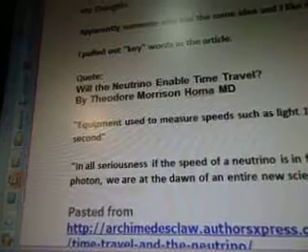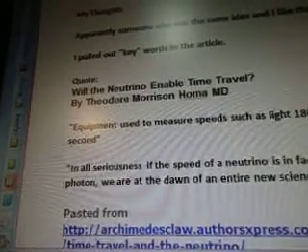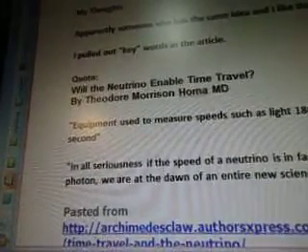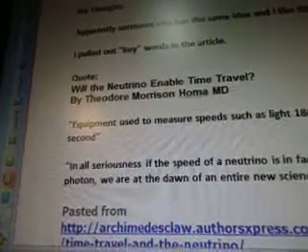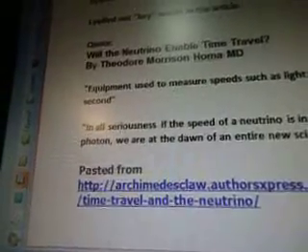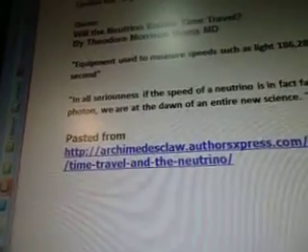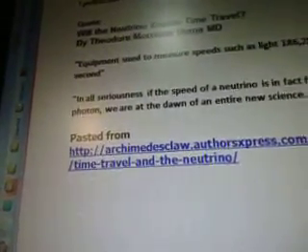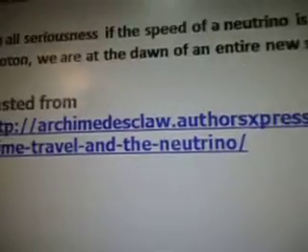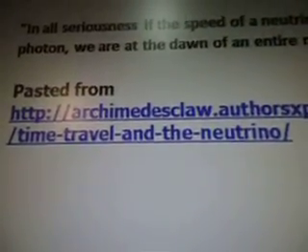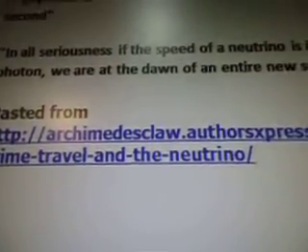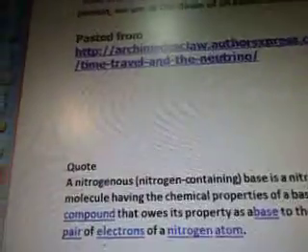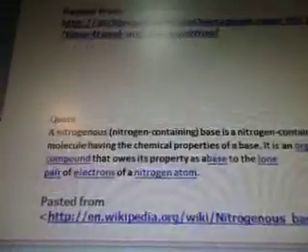So it's equipment used to measure speeds such as light, 186,282 miles per second. Another key element that he said was, in all seriousness, if the speed of a neutrino is in fact faster than a photon, we are at the dawn of an entire new science. And you can read his blog at archimedesclaw.authorsexpress.com. Time travel in the neutrino.